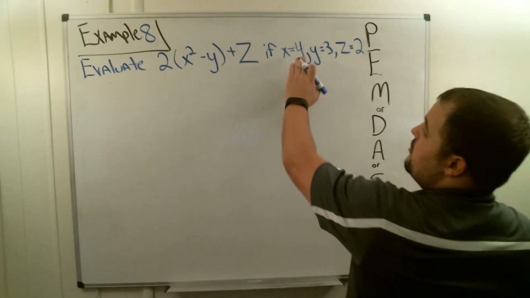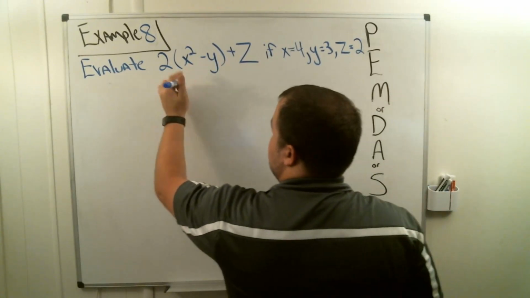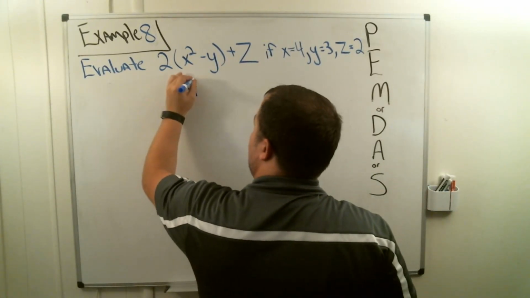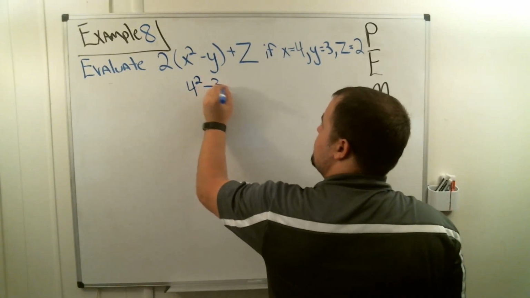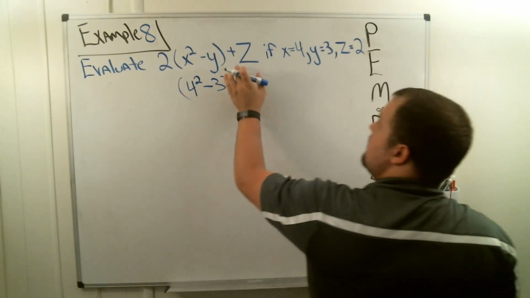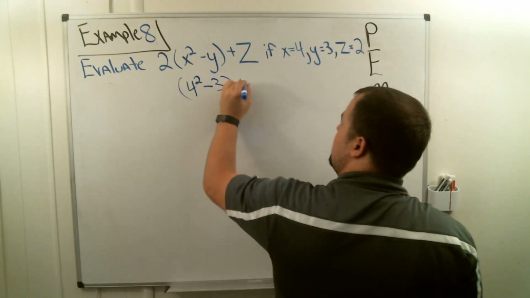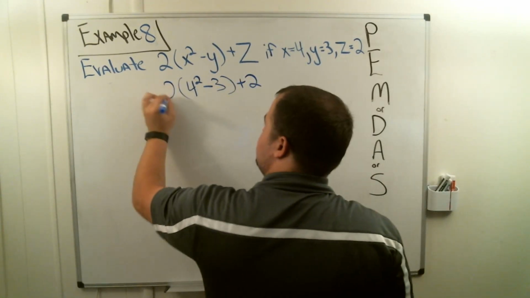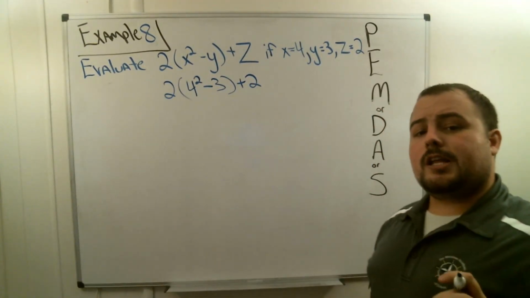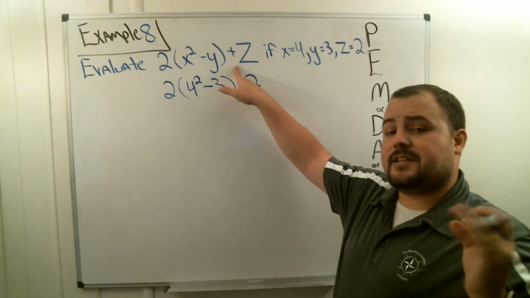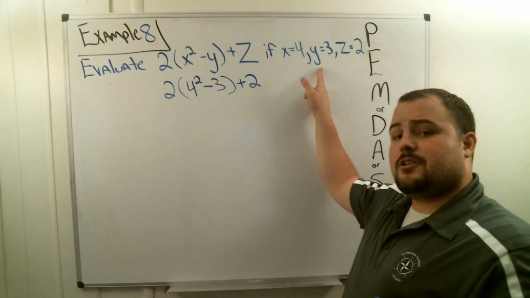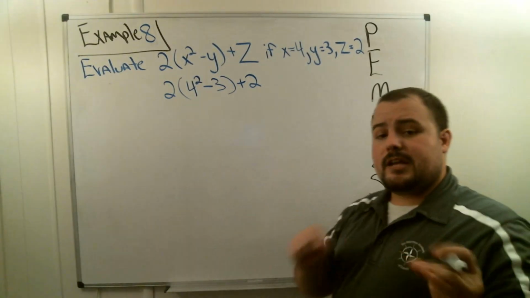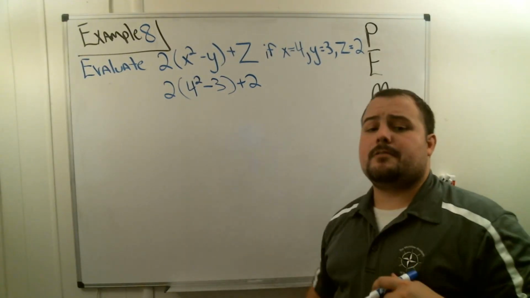So, I know that x is 4. So this x is going to change to a 4. And I know that y is 3. So this is 4 squared minus 3 plus z. z is 2, so plus 2. And this 2 is here. So all I did was rewrite this problem that's algebraic and made it numeric by only using numbers based on the information we have here. Now we're just going to use PEMDAS to solve the problem.